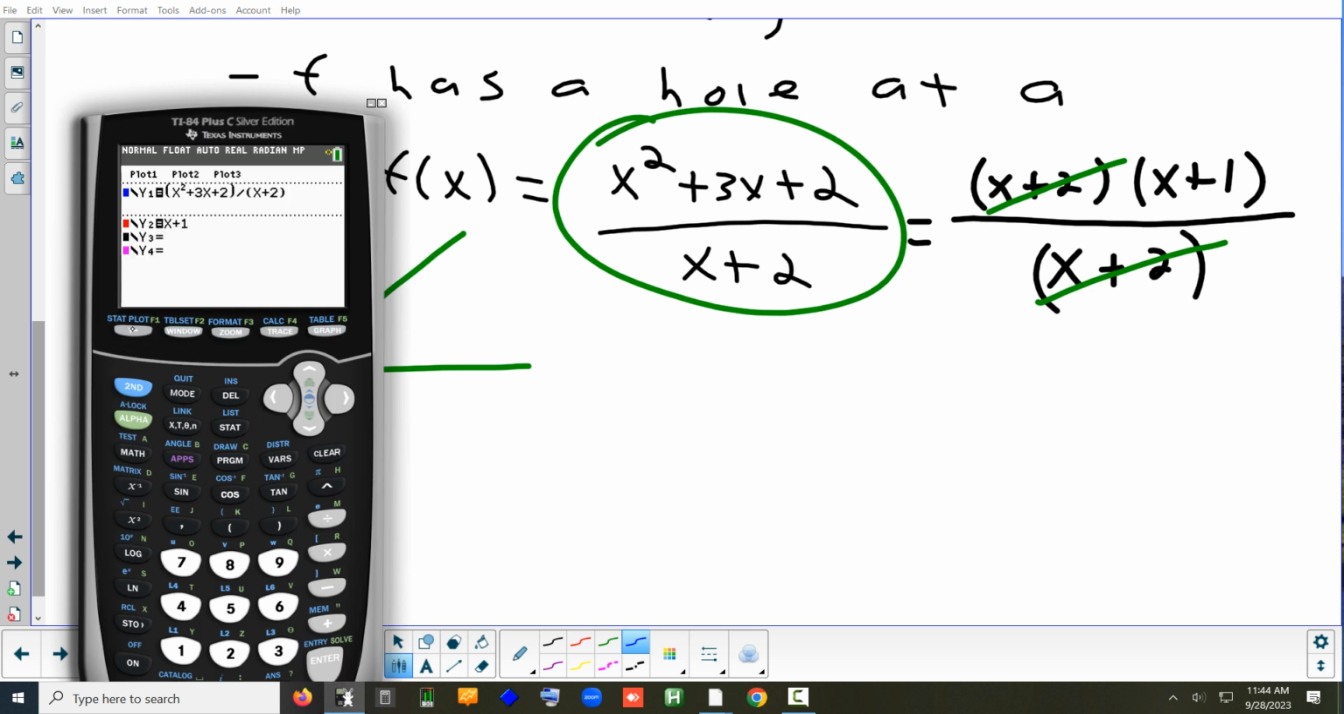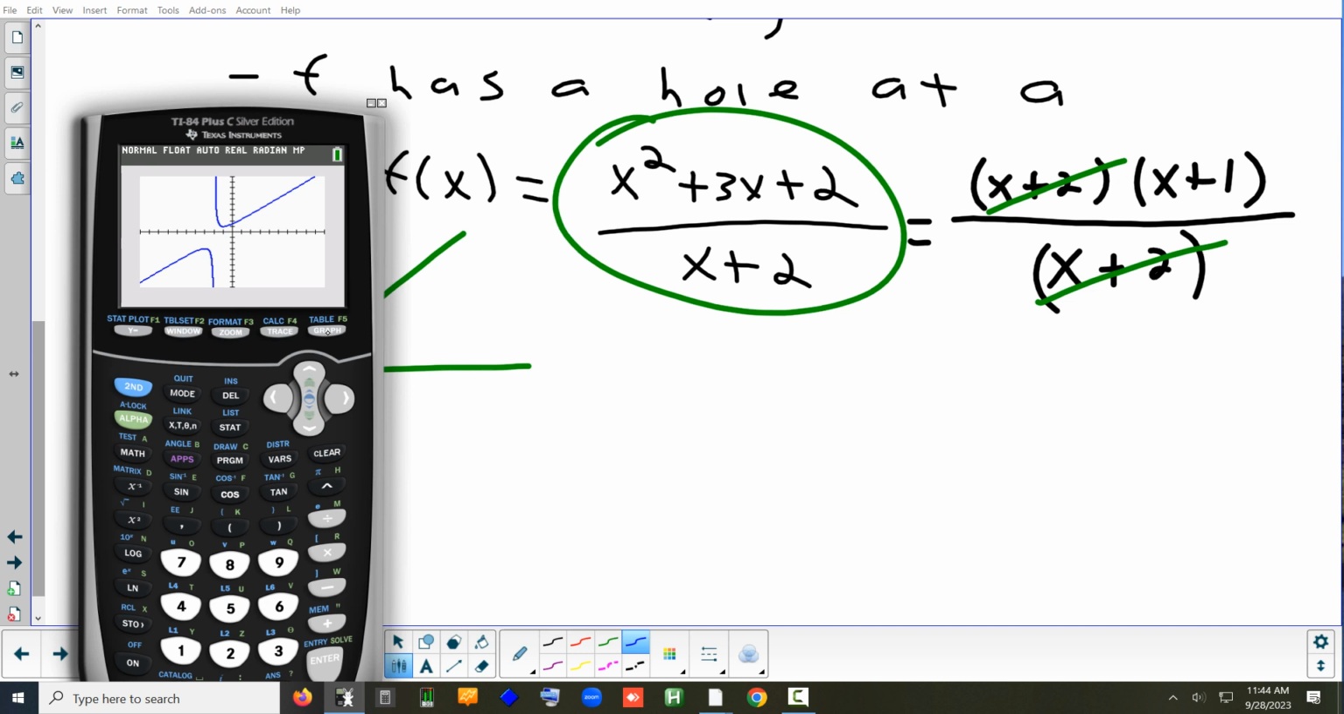Now, if I mess the top up a little bit, let's make it so it doesn't factor into x plus 2, x plus 1. Change the plus 2 to a plus 3. Now the top doesn't factor. I messed it up. If you hit graph now, it's totally different. There's not a hole in the graph anymore because it's not going to factor into x plus 2, x plus 1 and have those cancel out.